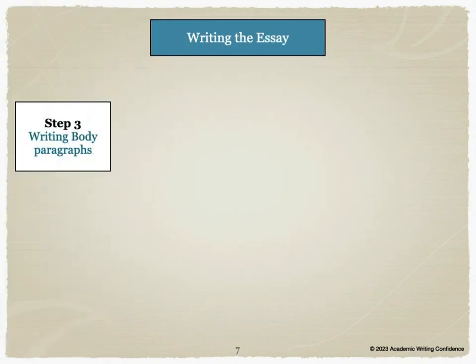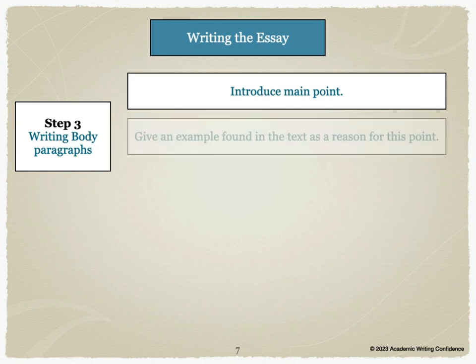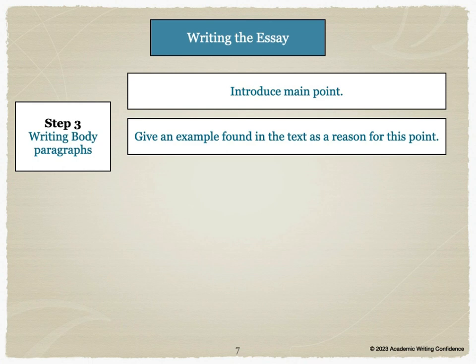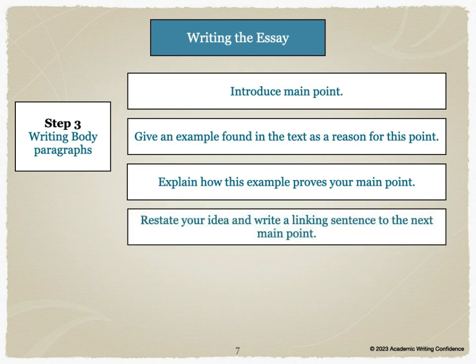Step 3 is to write your body paragraphs. For each body paragraph, introduce your main point. Then give an example found in the text as a reason for this point. Then explain how this example proves your main point. You need to show clearly why this example proves this particular main point. And finally, restate your idea and write a linking sentence to the next main point.